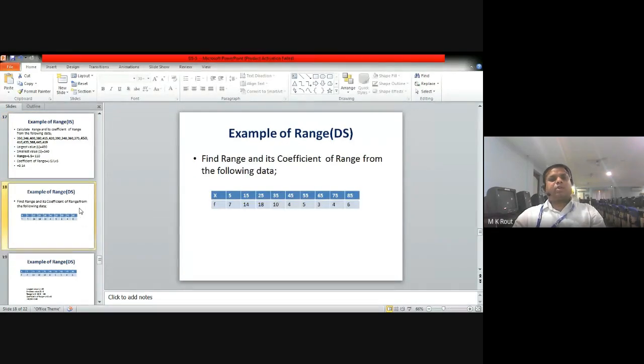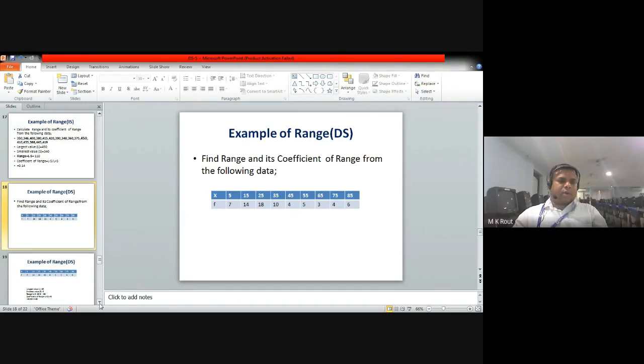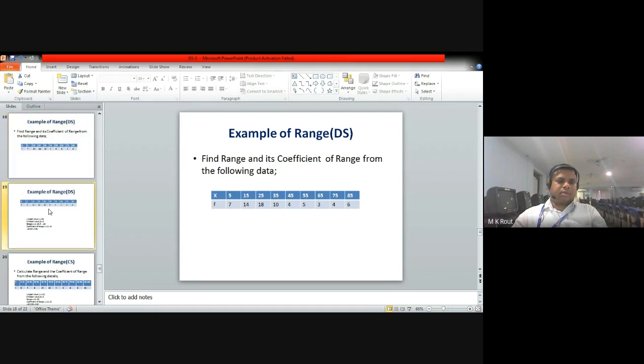Find the range and its coefficient of range from the following data. So we have x variable, that is 5, 15, 25, 35, 45, 55, 65, 75, and 85 respectively. And then frequencies are given. For calculating the range, which one is the highest value from the given table?